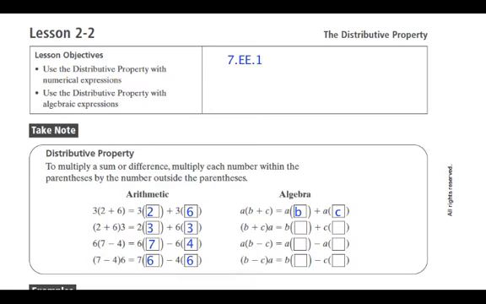For the next one, the a is after the parentheses. We're still going to distribute it to each term inside. So a times b plus a times c.